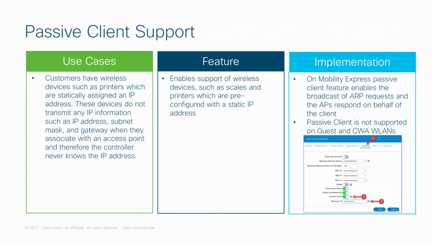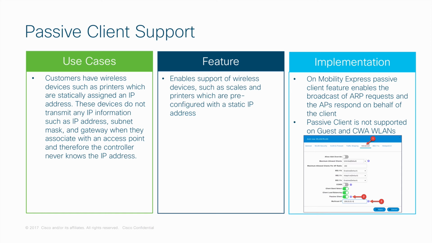Passive client support. So what are passive clients? Customers have wireless devices such as printers, scales, etc., which are statically assigned an IP address. These devices do not transmit any information such as IP address, subnet mask, or gateway when they associate with an access point. Therefore the challenge is that the controller never knows about them. By enabling support for passive clients, we are enabling the broadcast of ARP requests, and the APs respond on behalf of the client.